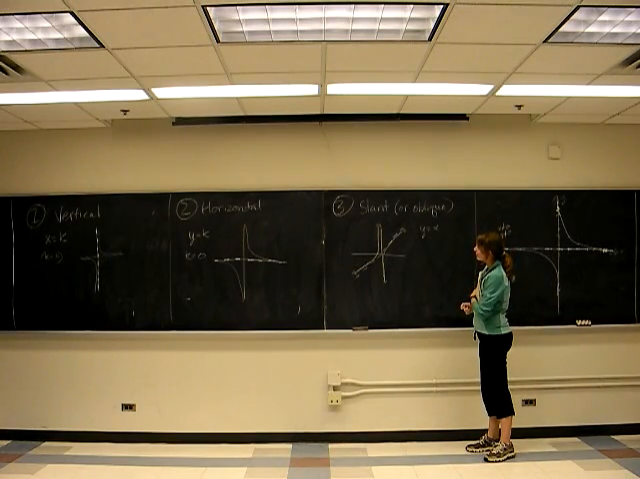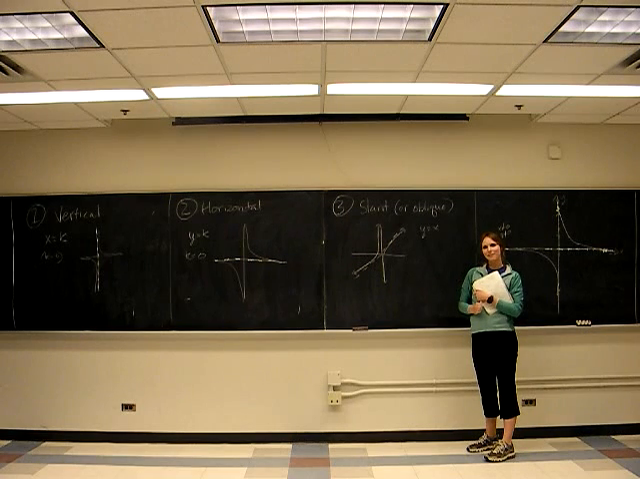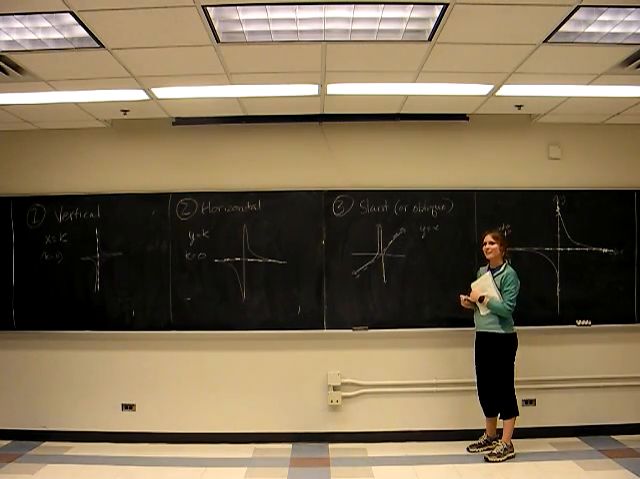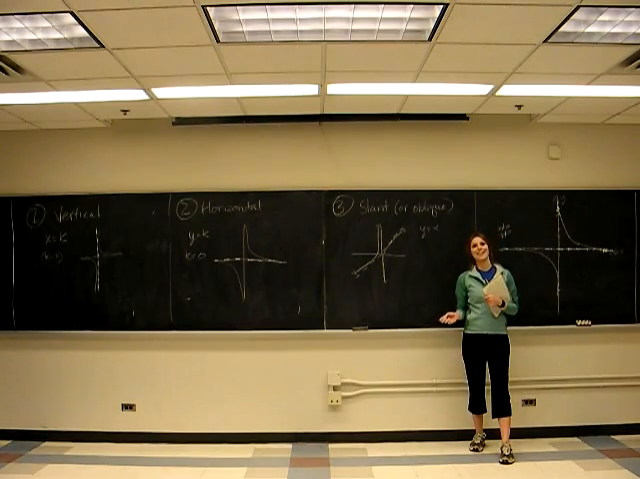So in closing, there are 3 different kinds of asymptotes, and they occur when we have rational functions. Next class, we're going to learn how to find these asymptotes.